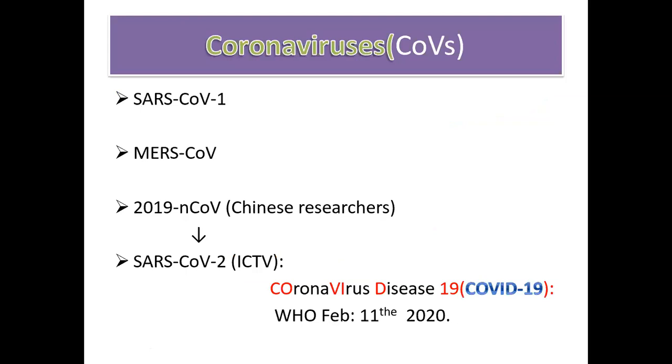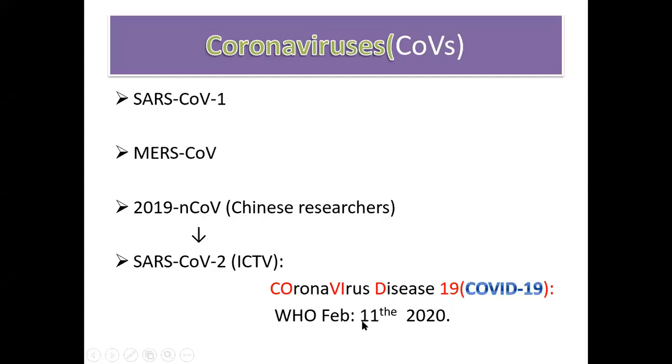There is a group of viruses known as the coronaviruses, and this group contains three types of viruses. The earliest was the SARS coronavirus 1, and then emerged the MERS coronavirus. The third one was the novel coronavirus 2019, as the Chinese researchers named it. However, this virus was renamed SARS coronavirus 2, and the WHO named the disease caused by SARS coronavirus 2 COVID-19.